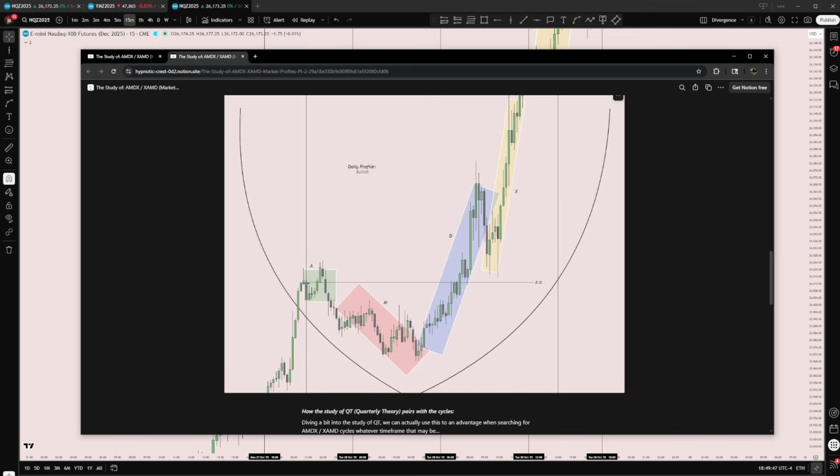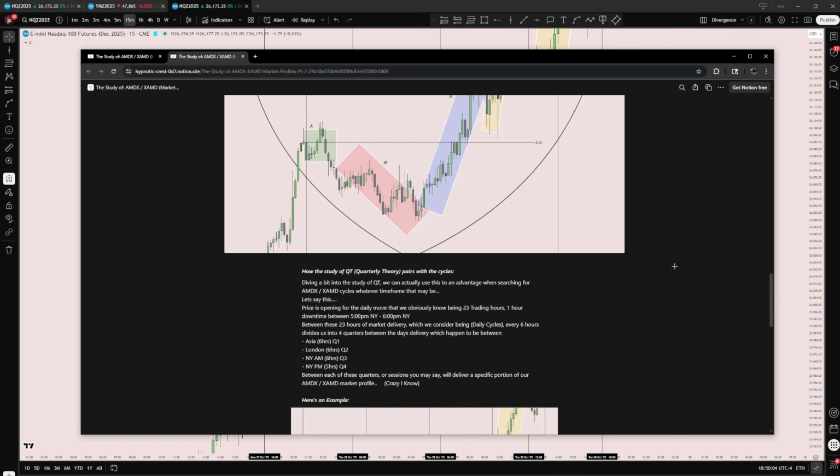Okay, daily opens during Asia. As we can see, this is our daily open price. We accumulate, manipulate under the daily open price, setting the stage for a bullish run. Then what happens? Distribution starts, and then we expand from it. Okay, so AMDX. All right.